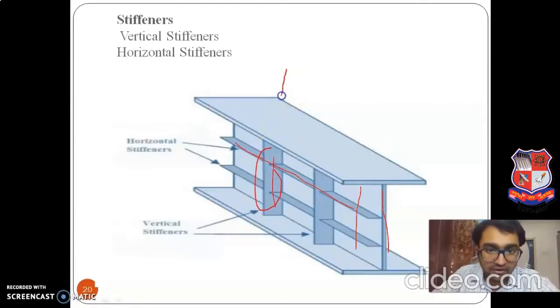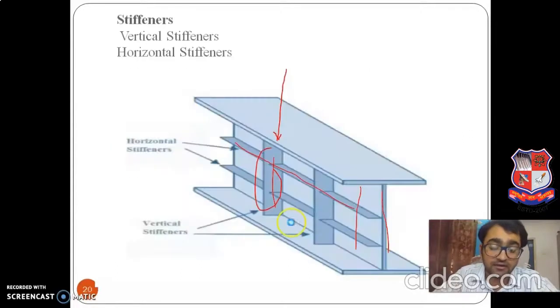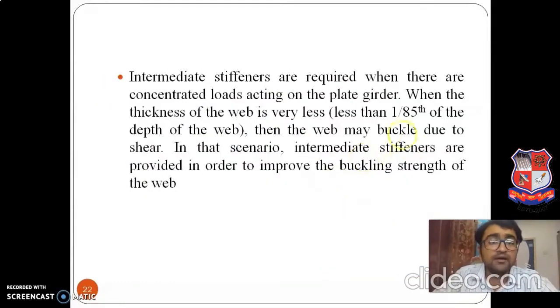When there is a concentrated load at a particular point, we require intermediate stiffeners, while the end stiffeners are required so that the web will not have that much compression or crushing. The web will be safe. That's why end stiffeners are required, and intermediate stiffeners are required when there is a concentrated load on it.